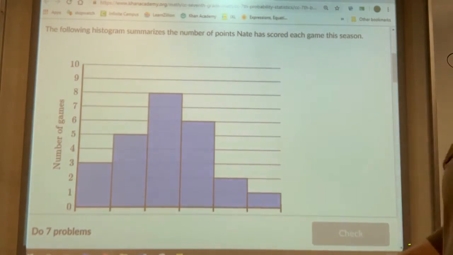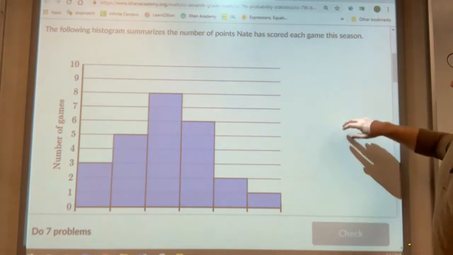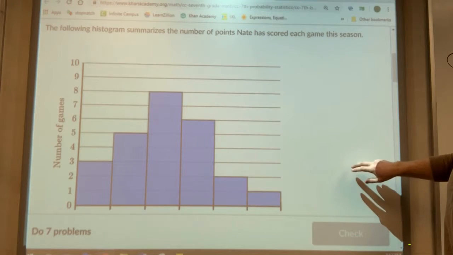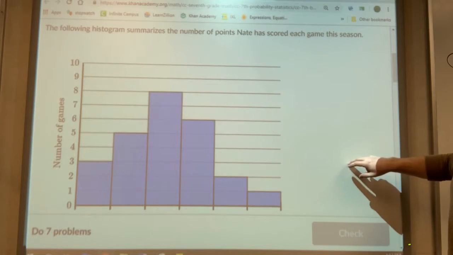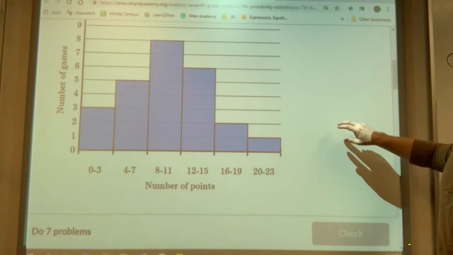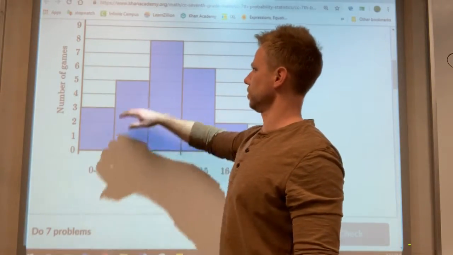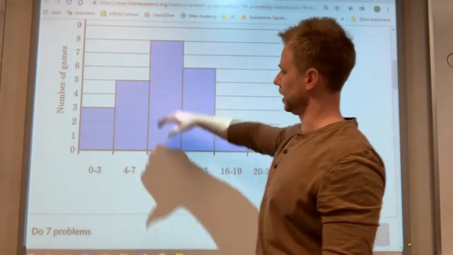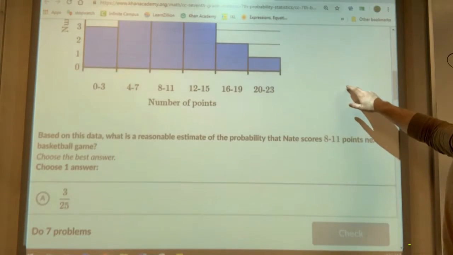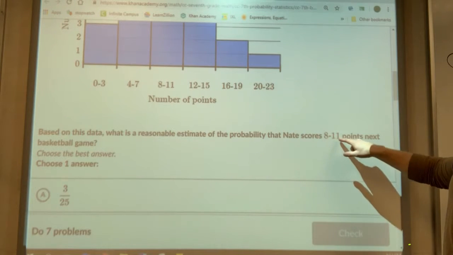Okay, experimental probability. Now this is what actually happened when they did the experiment, when they tried the probability. It says the following histogram summarizes the number of points Nate has scored each game this season. Okay, so it says for 3 games, he scored between 0 and 3, 5 games between 4 and 7, 8 games between 8 and 11, and so on.